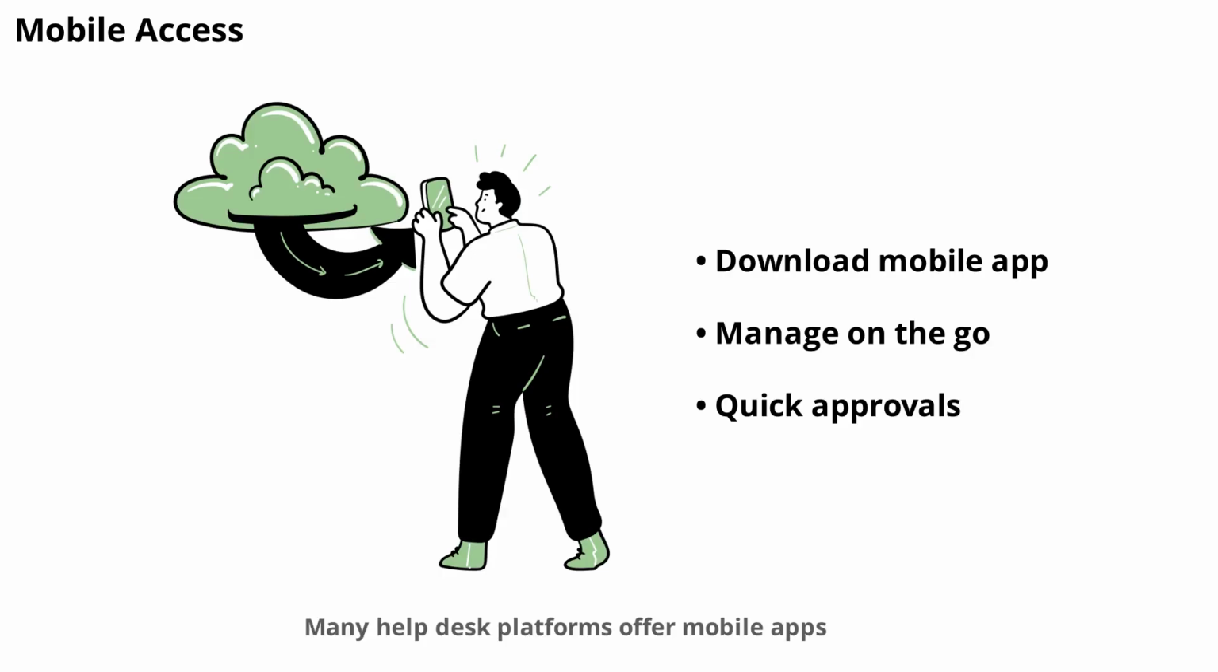Many help desk platforms offer mobile apps, allowing you to manage document signing on the go. Download the app, log in, and access all your signing requests from your smartphone or tablet. Mobile access is especially useful for busy professionals who need to approve documents quickly, no matter where they are.